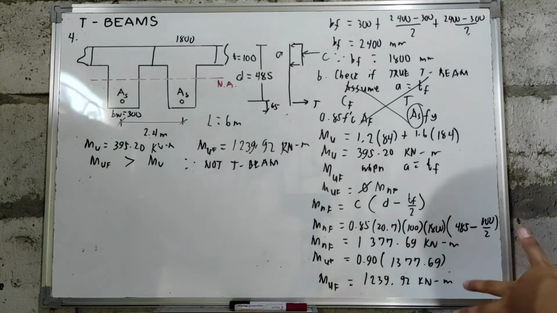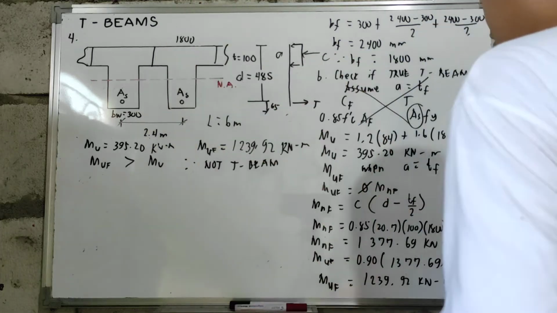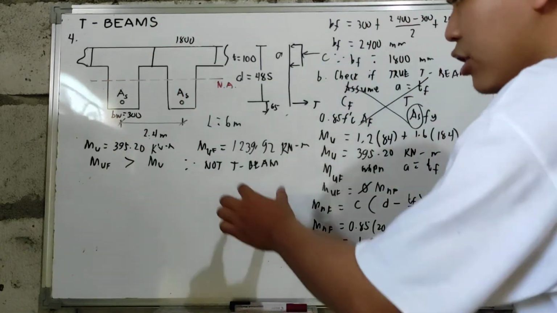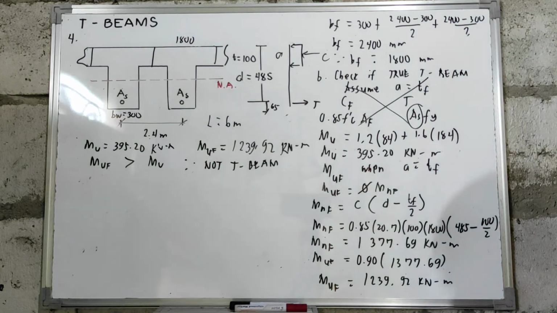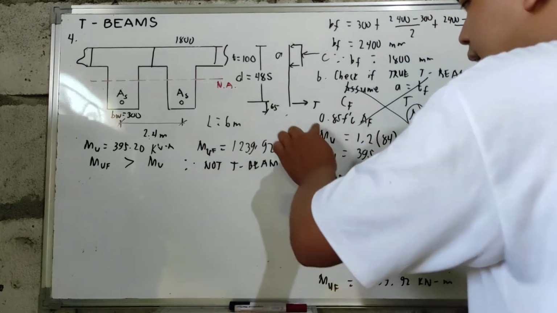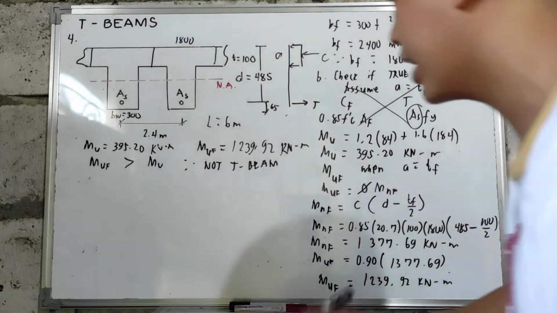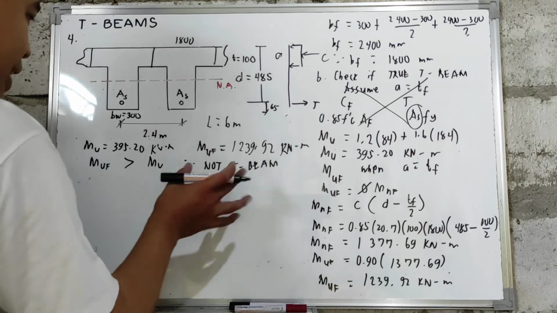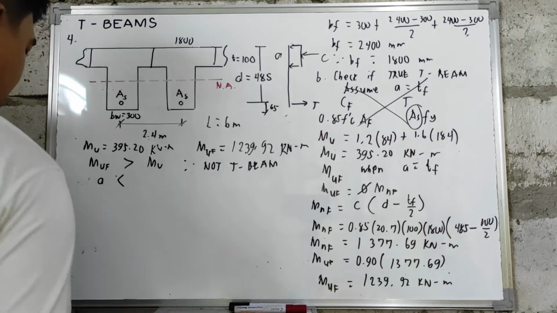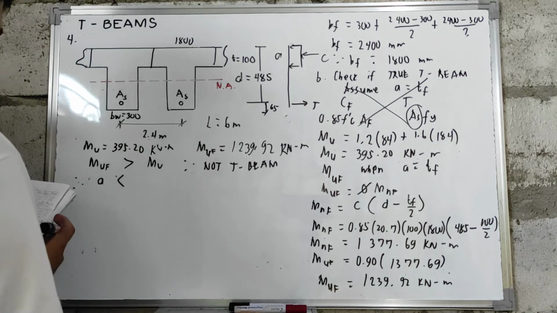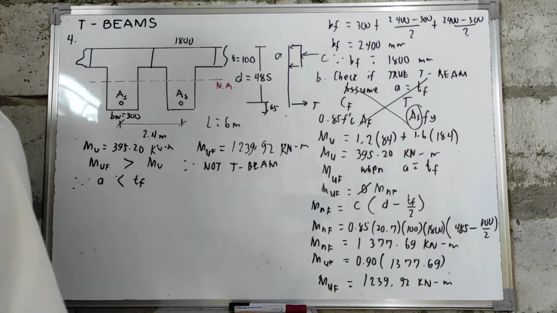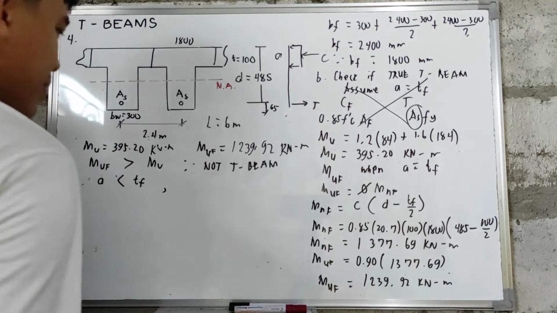Again, kapag kino-consider natin yung flange natin, kapag kinukuha natin yung moment, the more na lumiliit yung value ni A natin, lumiliit yung value ni MUF natin. So for that to happen, para mabalance natin silang dalawa, paliitin natin yung value ng MUF natin. So, paano natin paliliitin yan, sir? Di, paliitin natin yung value ng A natin. So, therefore, kung hindi true T-beam yan, the value of your A, that is less than TF. And with that, masasabi natin na T-beam.